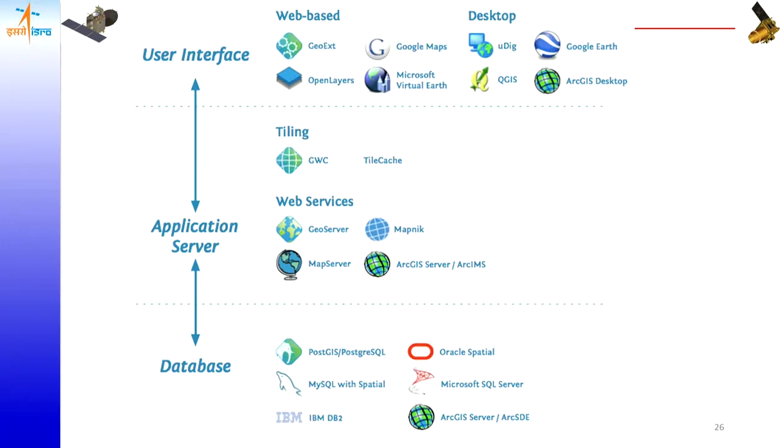We also need to work on designing the user interfaces. So for designing the interfaces, apart from HTML, CSS and so on, we also require a GIS JavaScript-based library for rendering the maps. So we can use either OpenLayers, Leaflet, GeoExt, or we can also use thick client solutions like QGIS, Google Earth, ArcGIS Desktop, or also uDig.